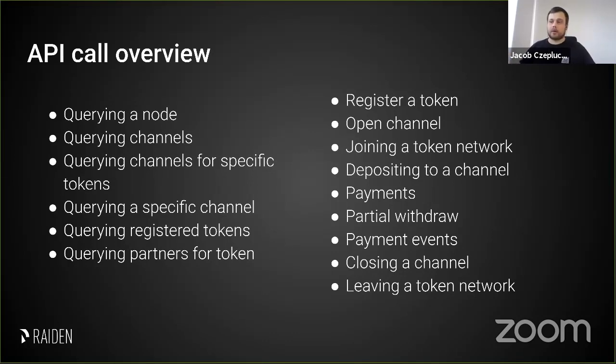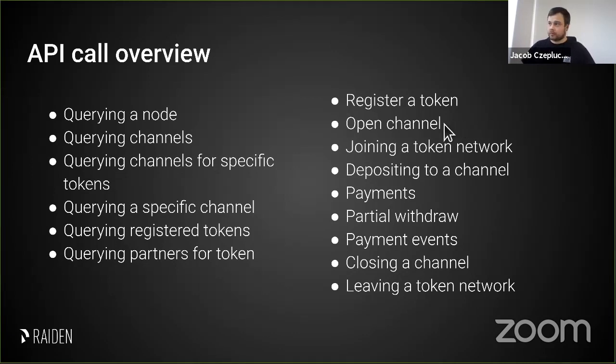You can check out all the channels that are open. Then you can check a specific channel, so the status of a specific channel, that will be for a specific token network with a specific partner. You can see all the registered tokens. You can see all the partners you have for a specific token. Then you can register a token. Registering a token is if you have a token that is not yet on Raiden, then you can register it, and this basically sets up a token network for a new token.